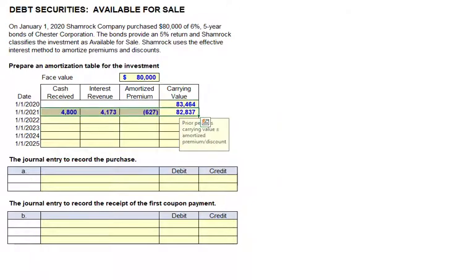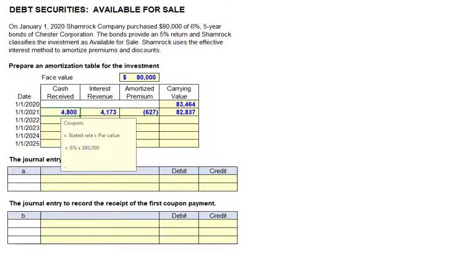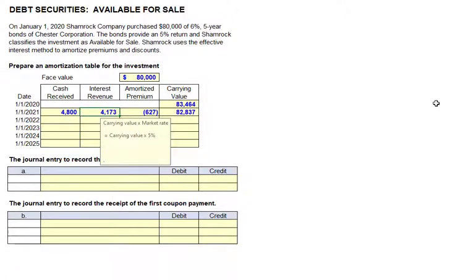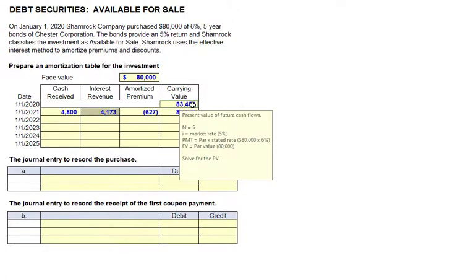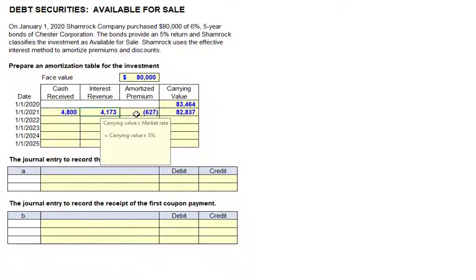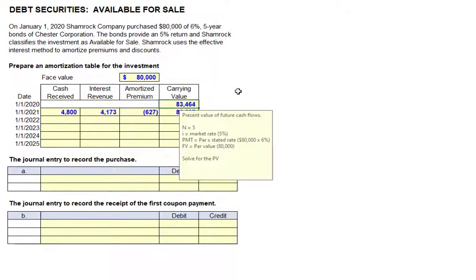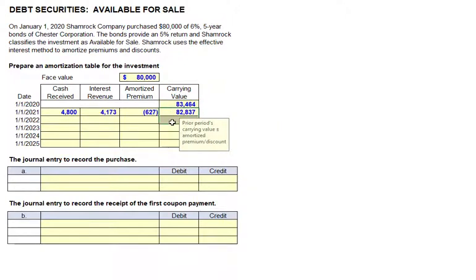We will receive that coupon payment of $4,800 every single period for the 5 years. And that's the 6% times the par value. Our interest is our 5% market interest rate multiplied by the carrying value, which begins at $83,464. The difference between the cash received and the interest revenue will be our amortized premium. And notice, this bond has a par value of $80,000. Its carrying value starts at $83,000, so the bond will be decreasing in value over time.